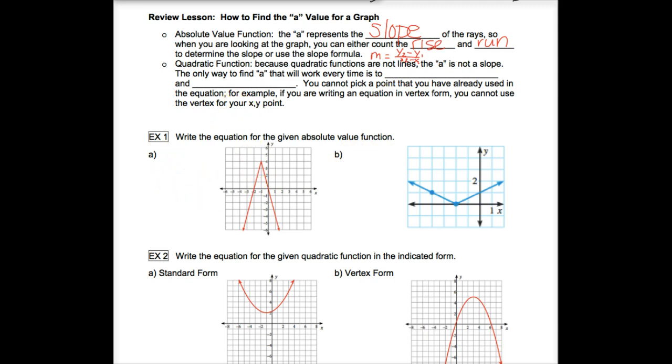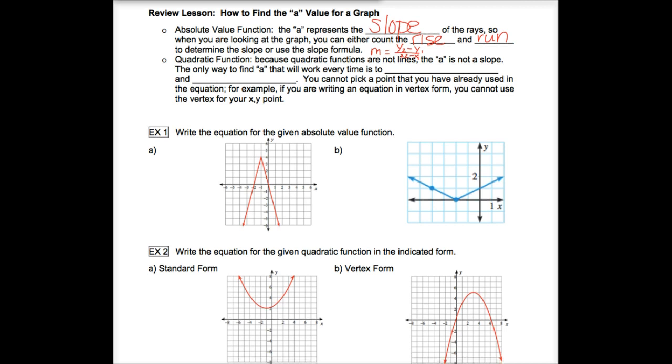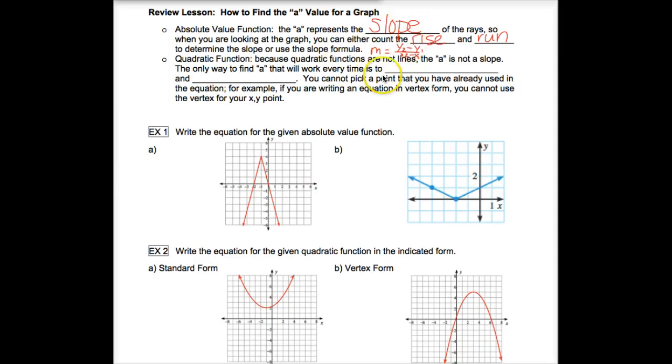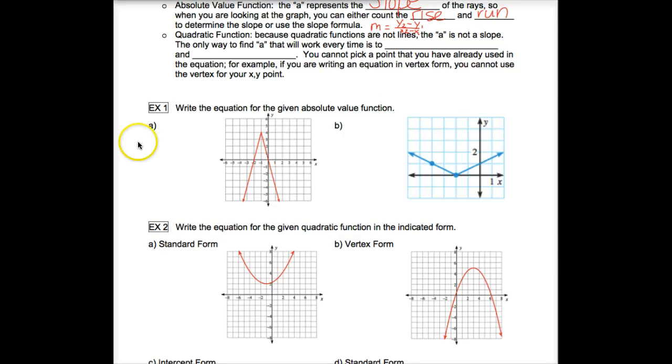So let's take a look at that. In example 1, we've got two different absolute value functions, and we want to be able to write the equation. Now, all I talked about here is how to find the A. You should know what the equation looks like and how to find the rest of it. Absolute value functions take the form y equals a absolute value x minus h plus k, where h, k is the vertex. And we already discussed a is the slope of the rays.